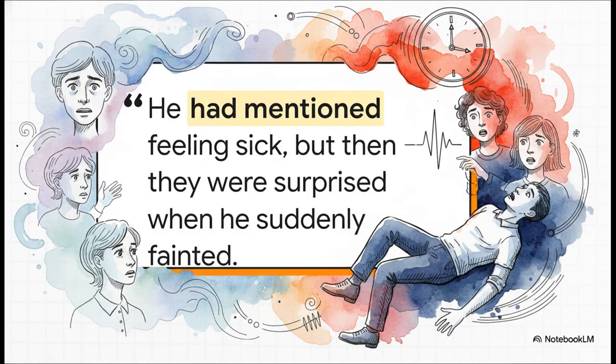Listen to this sentence for a second. He had mentioned feeling sick, but then they were surprised when he suddenly fainted. Notice how that instantly creates suspense? It's like a mini-movie. He said he felt sick before he fainted, but clearly nobody was paying attention. By strategically ordering these events using specific verb tenses, we create this dynamic unfolding of time, and that is exactly the power we're going to master today.